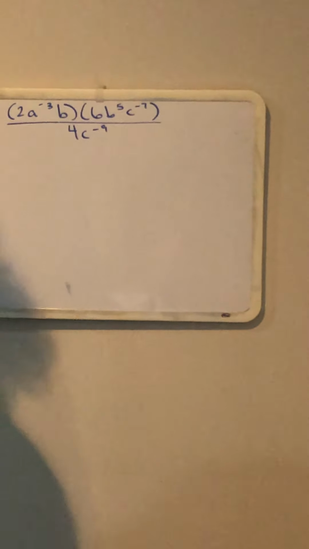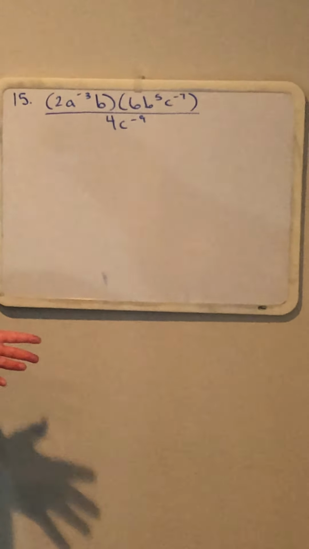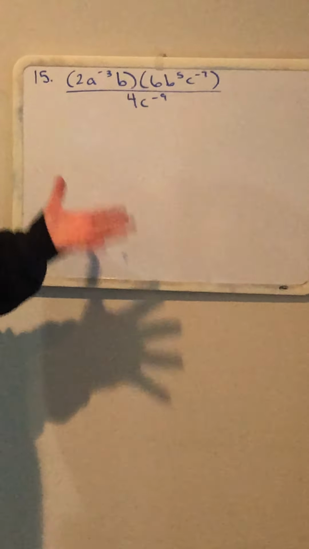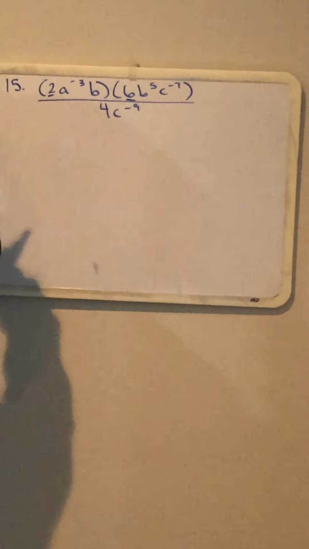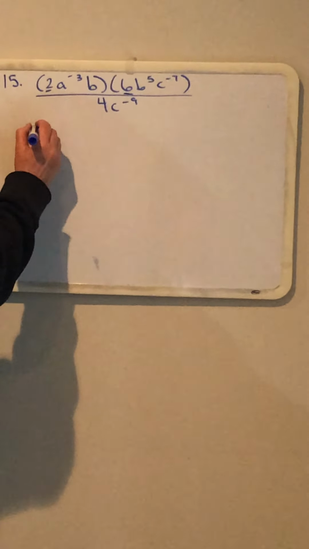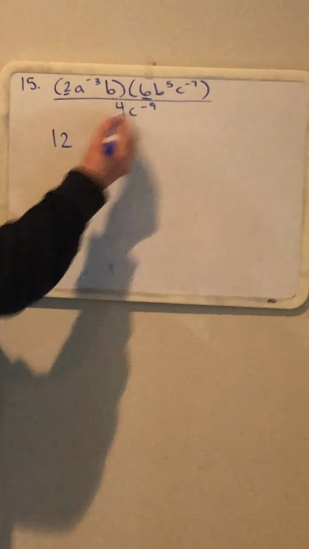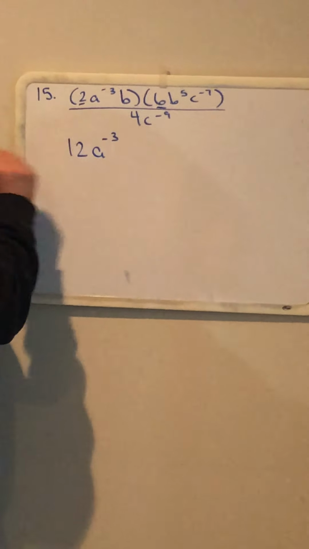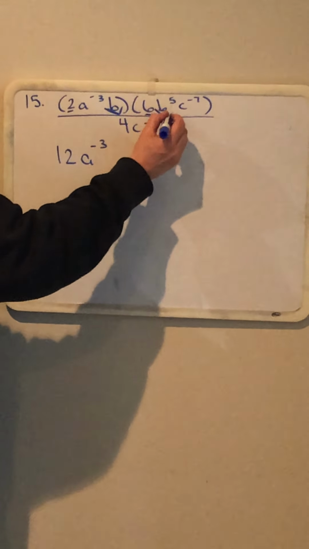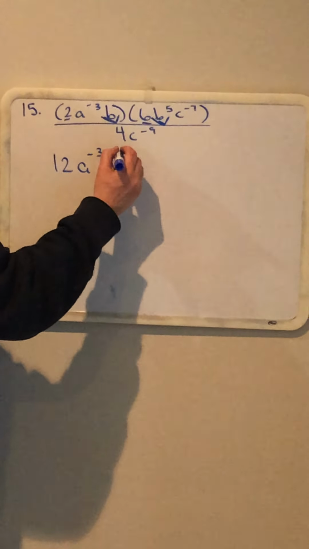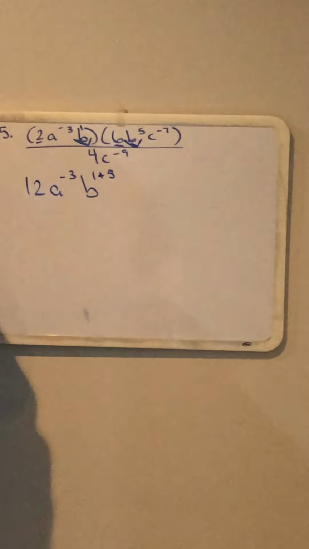Okay, so when I first look at this question, I notice there's no outer powers to distribute. So I can just treat this question like a regular question. So I have coefficients here of 2 and 6, which will multiply to give you 12. A doesn't have any other a's that it's multiplying with, so that's still a to the negative third. You have a multiplier b with b to the 5th, so that's b to the 1 plus 5, because the missing exponent there means it's a 1.